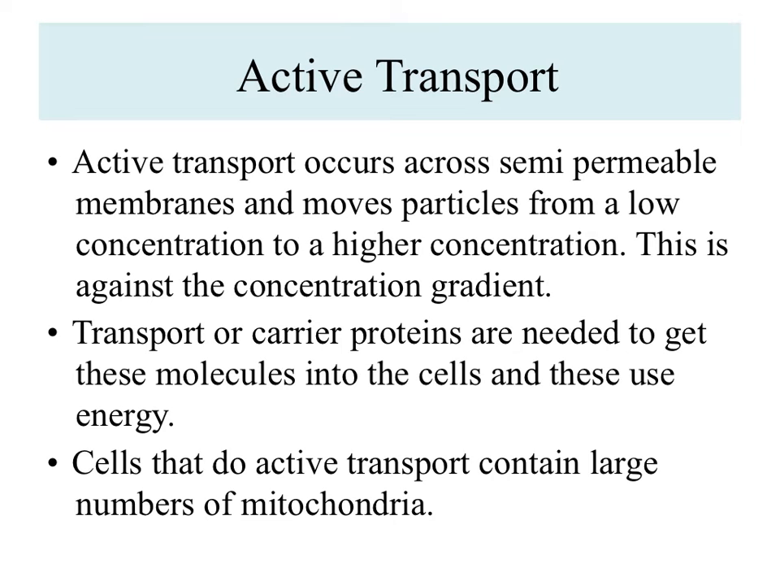This is a little bit more information. Active transport occurs across a semi-permeable membrane, so they're all occurring across a membrane. It moves particles from a low concentration to a high concentration, against the concentration gradient. Transport or carrier proteins are needed to get these molecules into the cells. These use energy. Cells that do active transport must contain large numbers of mitochondria. Mitochondria, which we learnt about, are the parts of the cell that make energy.